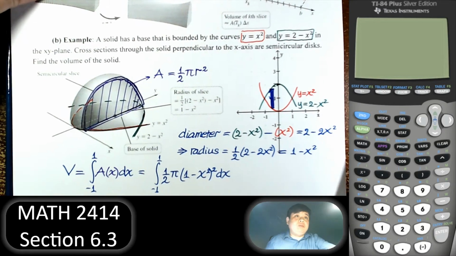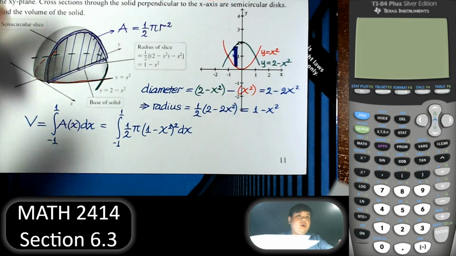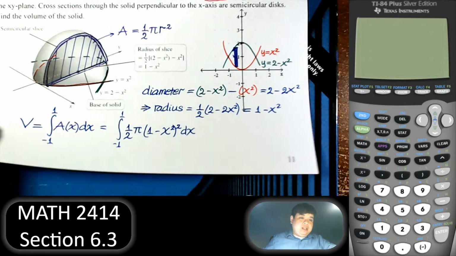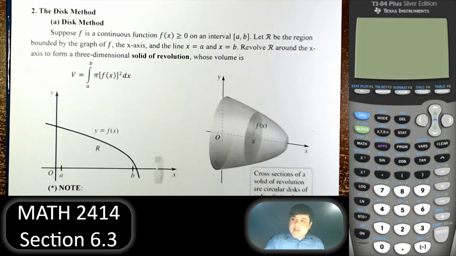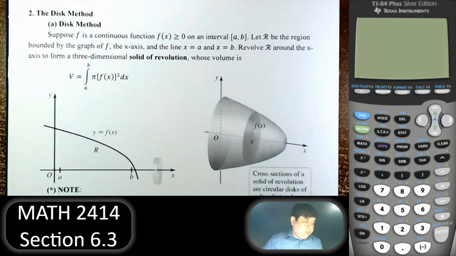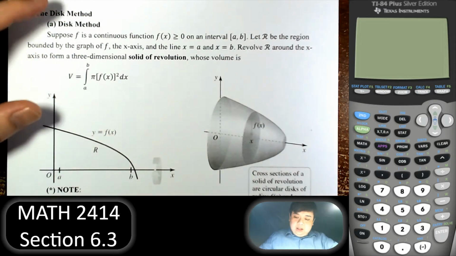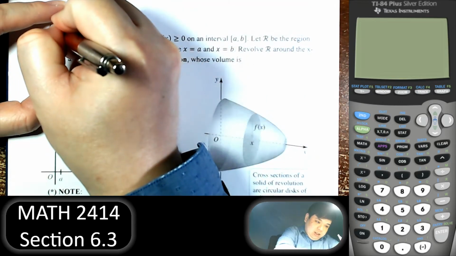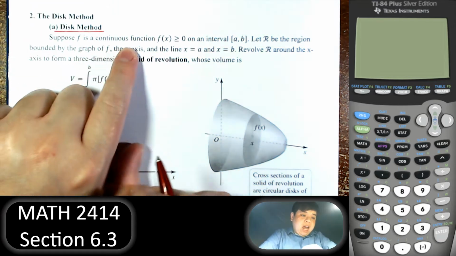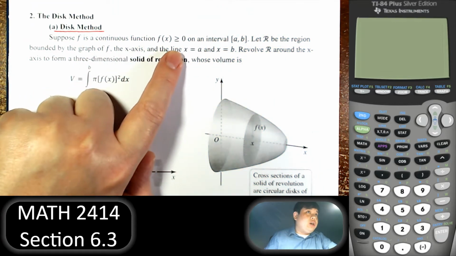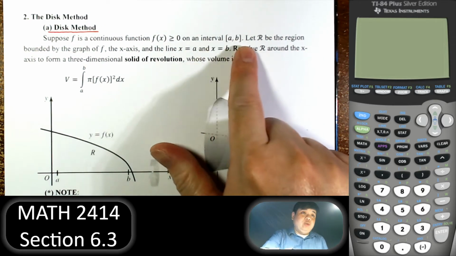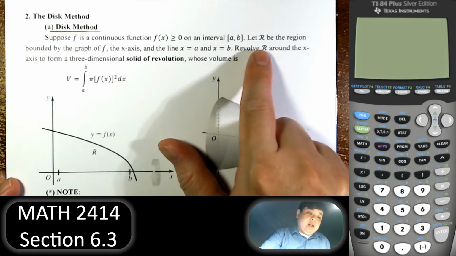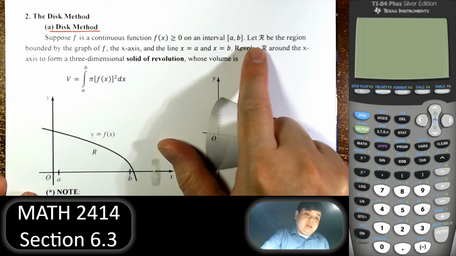But as mentioned before, that's nice and all, but the focus of this section is on the disk method and the washer method. So what is the disk method? Suppose f is a continuous function that is greater than or equal to 0, so a non-negative function, on an interval from a to b. So we know the interval of integration, the limits for the integration.